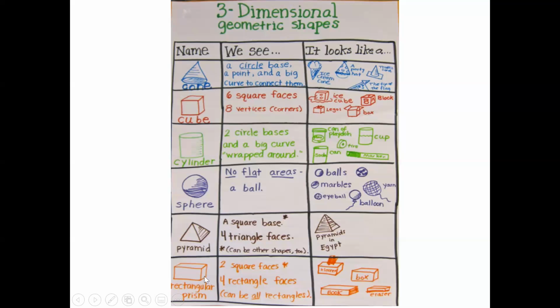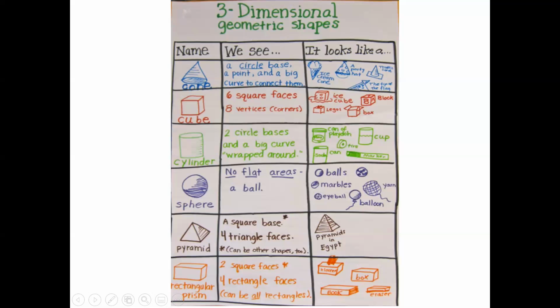The last 3D shape we have is a rectangular prism, okay? A rectangular prism has 2 square faces on each side, 4 rectangle faces, or it could have all rectangles on all sides of it. Some examples would be a Kleenex box, tissue box, books, boxes, erasers. These could all be rectangular prisms.